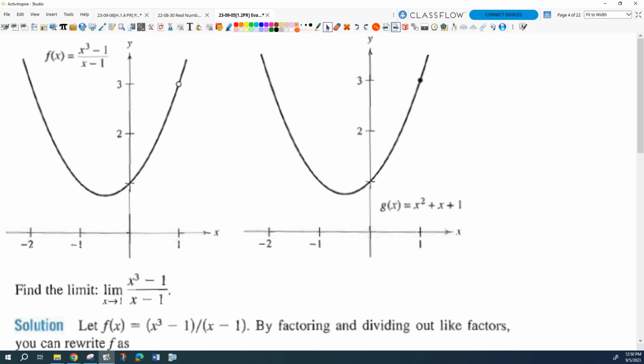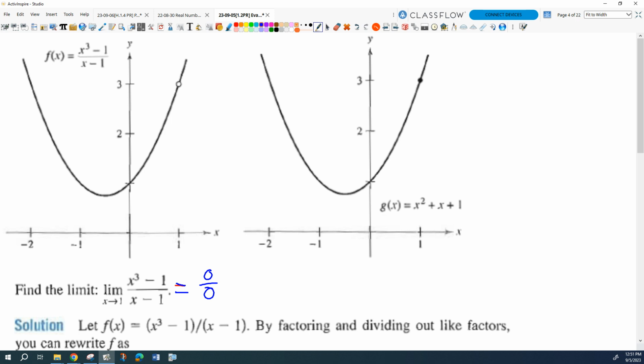I've got f of x equals x cubed minus 1 over x minus 1. If I want to take the limit of f of x as x approaches 1, if I try to directly evaluate, what do I get? When I plug in 1, what's the outcome? 0 over 0, okay? What do we call that kind of a form again? Indeterminate, right? We get the indeterminate form zero over zero. Remember, that always means more work.